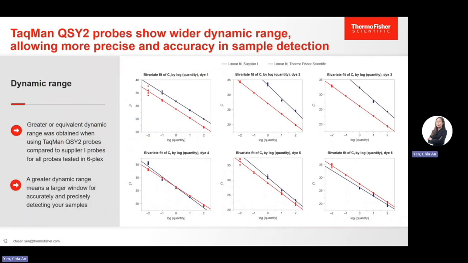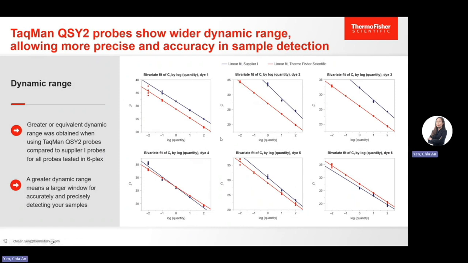So for multiplexing, a good dynamic range is key. Why? Because it allows for accurate detection of all different targets in the sample, which might be present in various quantities. So let's check the dynamic range for our QSY2 probe in red compared to probes from the supplier in blue. Here I have a 6-plex reaction with our probe. You can see that in 5 out of the 6 targets, our probes show a wider dynamic range, where you can see more data points are amplified.